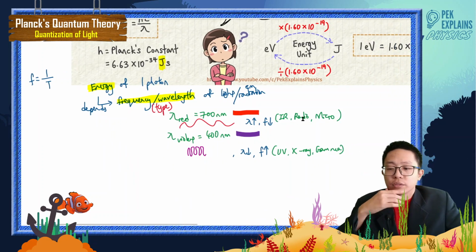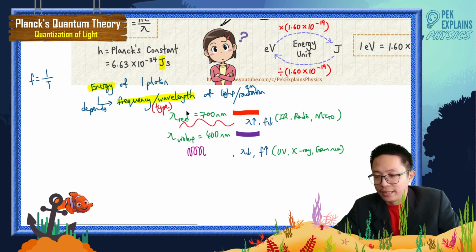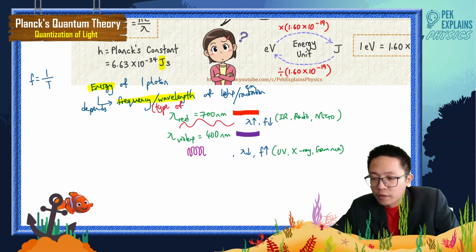So the energy of a photon depends on the type. Wavelength or frequency is actually the type of radiation.